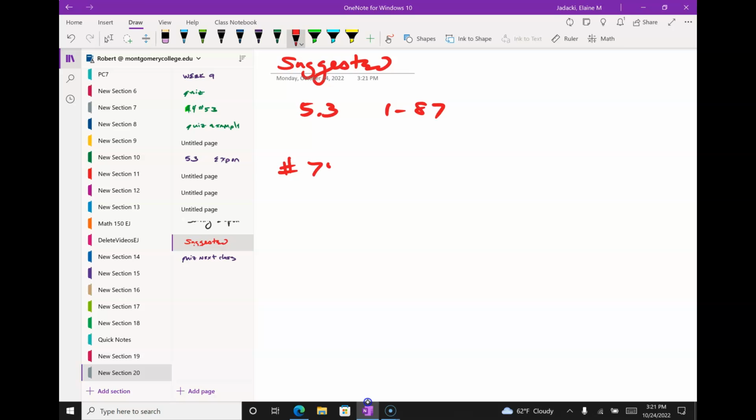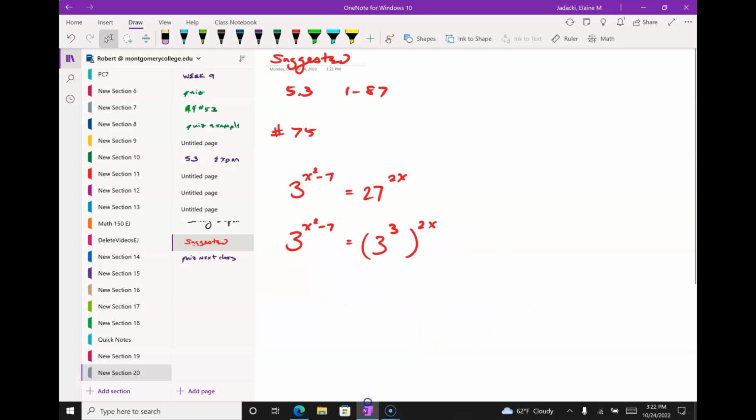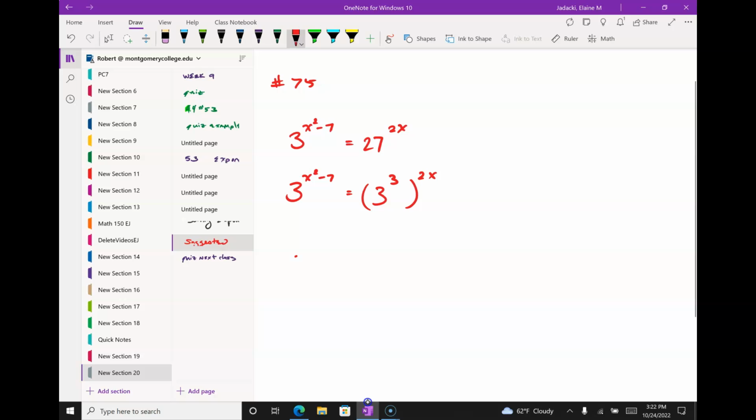This is number 75. It says 3 to the x squared minus 7 equals 27 to the 2x. Well, can you recognize the base right away that I want? 3, right? So 3 to the x squared minus 7 should be equal to 3 raised to what power? Yep, 3 to the third raised to the 2x. When I'm raising an exponent to an exponent, I multiply the exponents. So I get 3 to the x squared minus 7 equals 3 to the 6x.